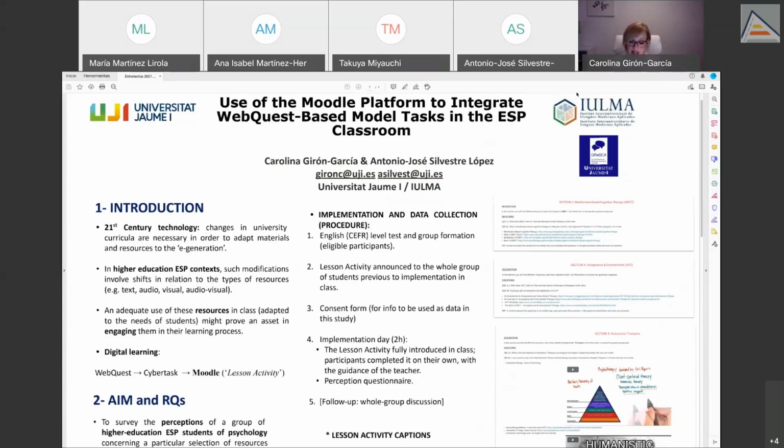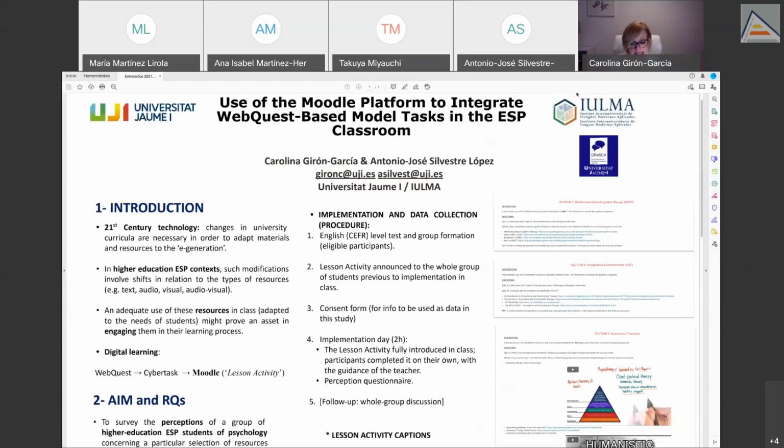Within this context, we deem it necessary to adapt course materials taking into account task-based language teaching tools, since several studies have reported the effectiveness of integrating them in the classroom, for example, using different resource types integrated into a first-generation WebQuest, second-generation WebQuest, and even third-generation WebQuest-based model tasks, which are also called cyber tasks.